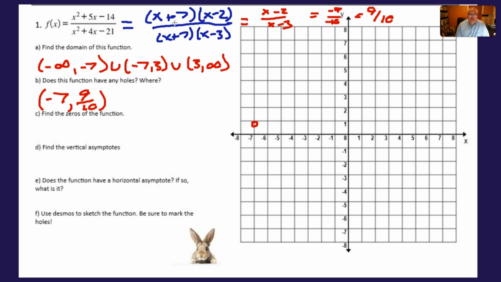Well, this one is where the hole is. x equals 2 is going to be where a 0 is. That corresponds to the other factor in the numerator. So there's a 0 at x equals 2. Vertical asymptotes, well, this is where the hole is. This is where the asymptote is. So we're going to have a vertical asymptote at x equals 3.